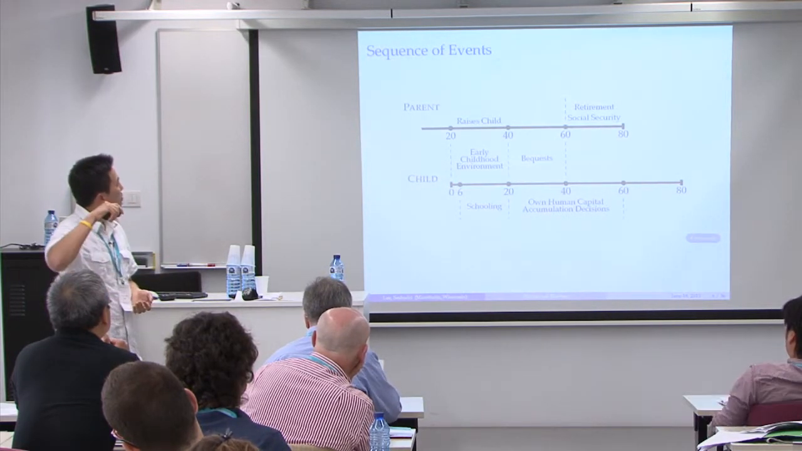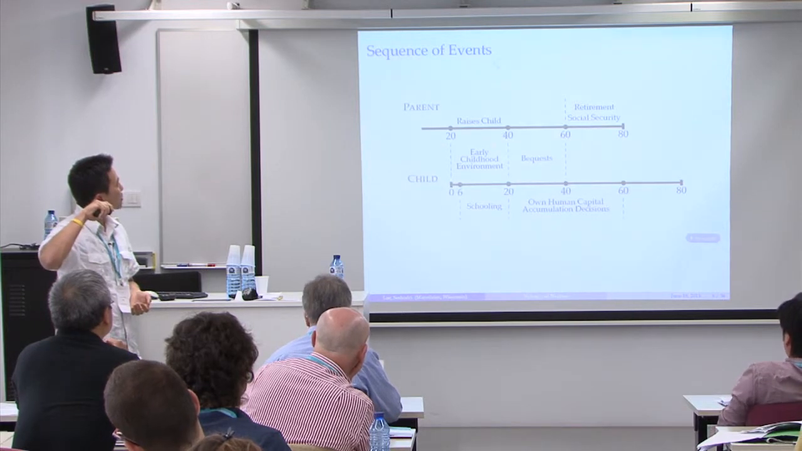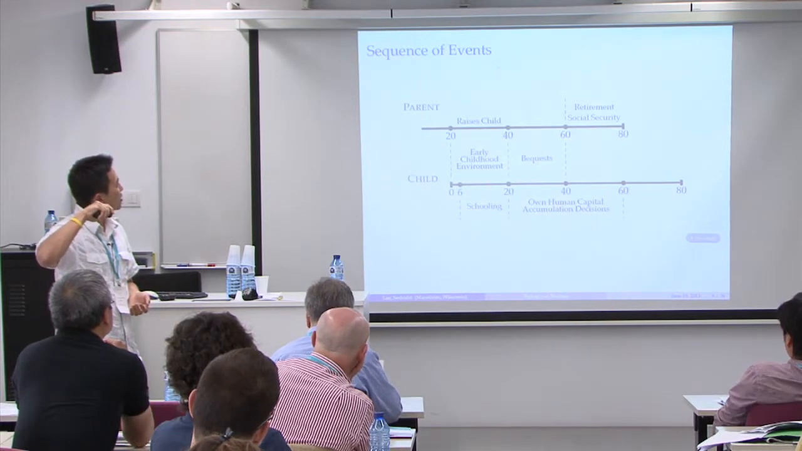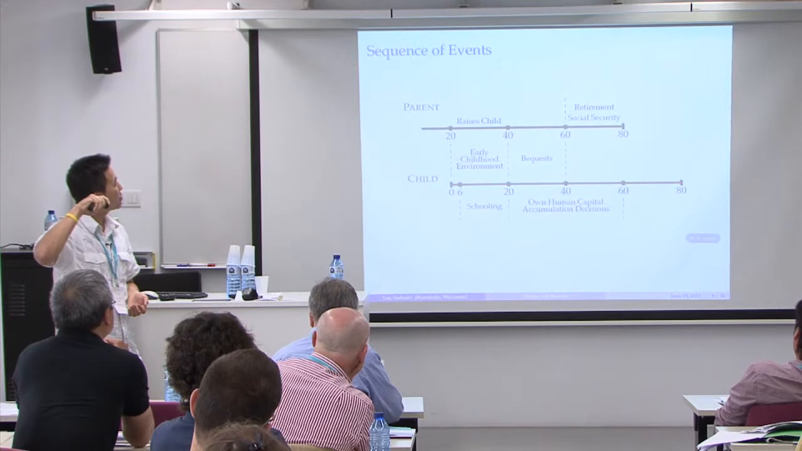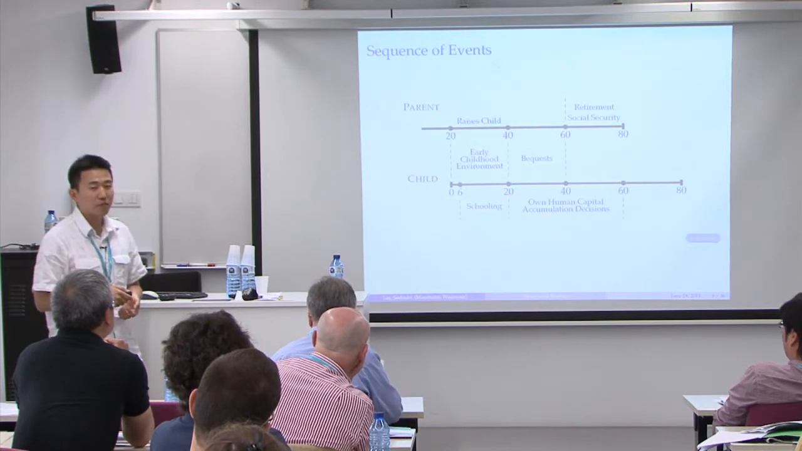So the parent goes through his life cycle. When he's 20 to 40, he has to care about not only educating his kid, but his own human capital accumulation decisions. He gets old, still earning money, and he's saving up for his retirement and also receives Social Security benefits.